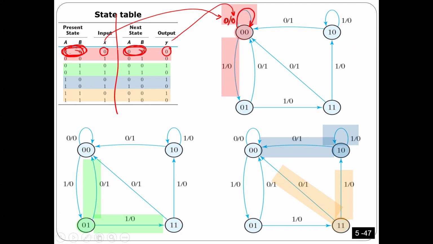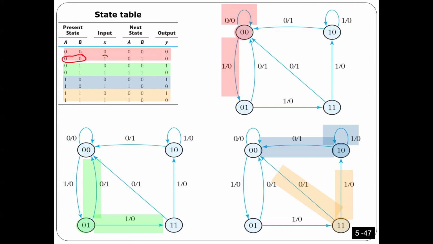I will repeat everything for all of them. So now let's do the second one here. If I'm in state 0, 0, and x is 1, the next state is 0, 1. So I have to make a line this way. That means if I'm in state 0, 0, I will go to state 0, 1. But this happens when the input x is 1, and in this case the output y is 0. So always, this number is x, this number is y.